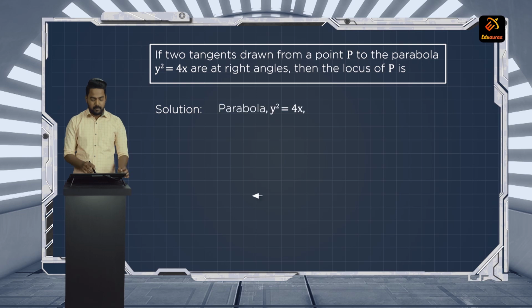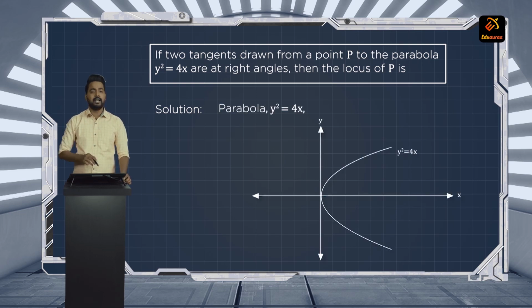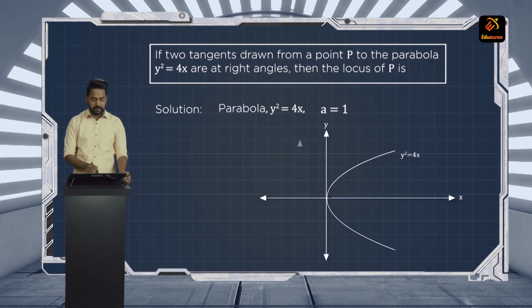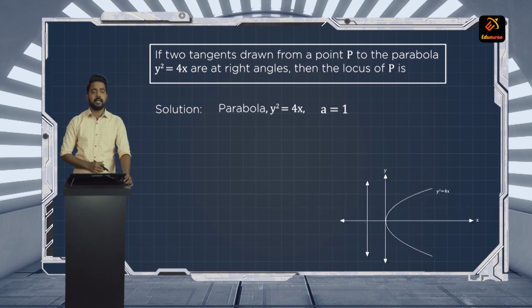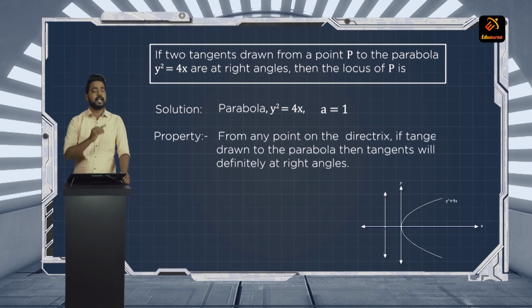I know the parabola is y square equal to 4x. So it means the value of a will be equal to 1. And also if the two tangents are drawn from a point and if they are at right angles, it means the tangents are drawn from any point of the directrix. This is the property. Note that any point on the directrix, if tangent is drawn to the parabola, then the tangents will definitely be at right angles. Understood?